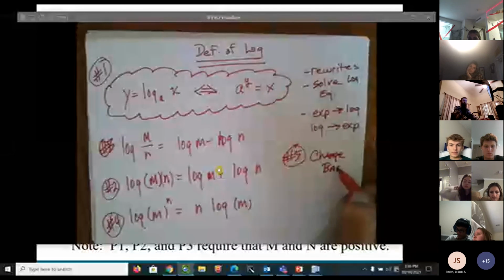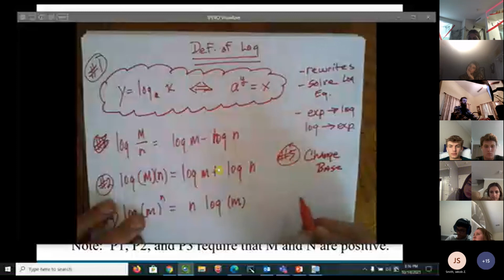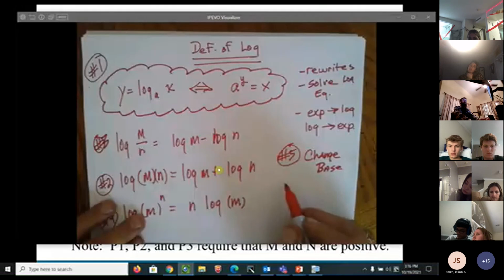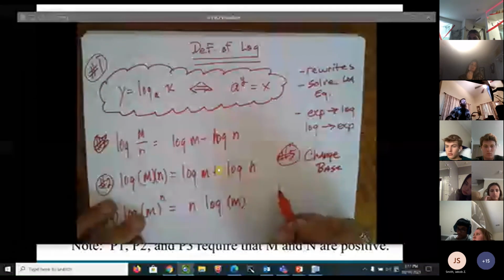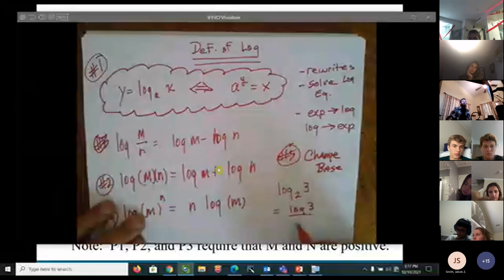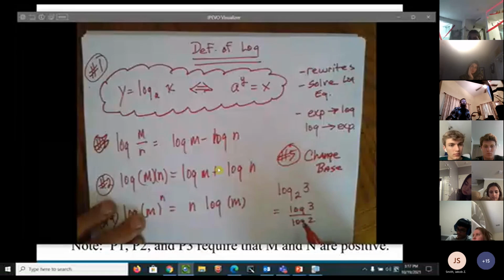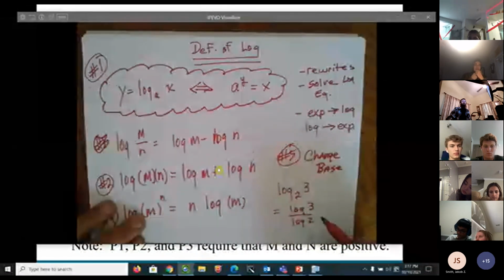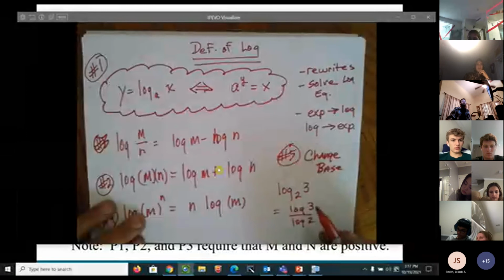And I just do numbers. So if you have log base 2 of 3, then that's going to be log of 3 over the log of 2, where log is base e or base 10. And that would be your answer there.